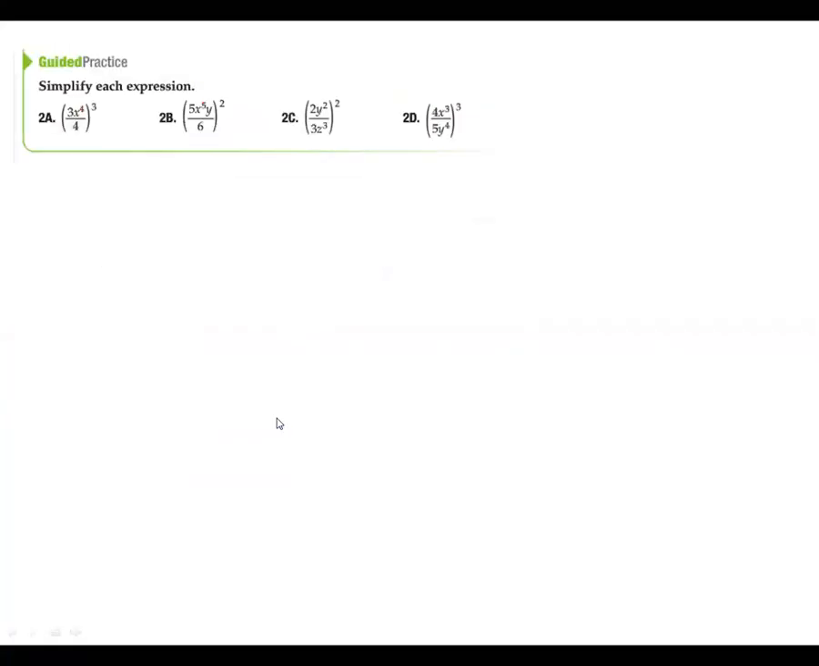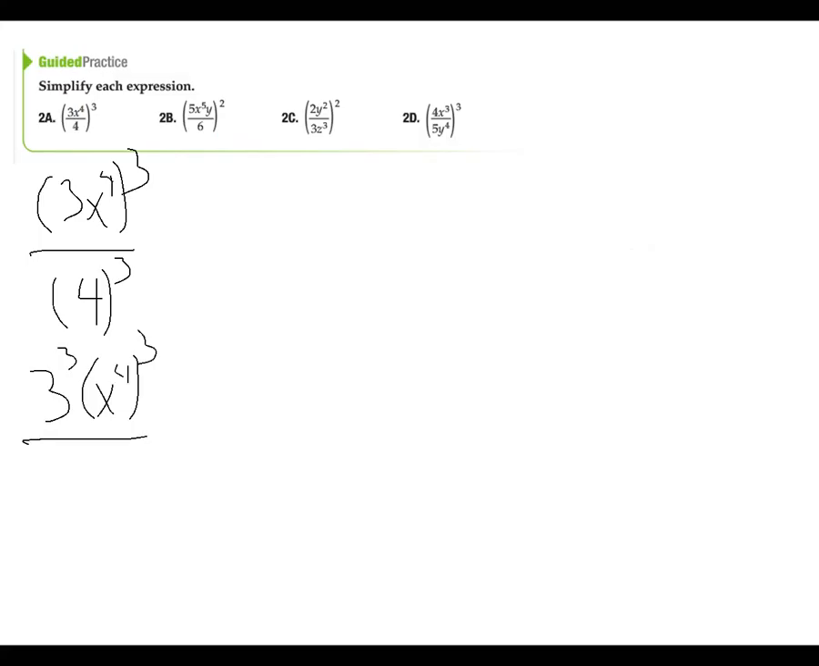All right, here's a couple for you to try. Go ahead and pause the video. All right, we're back. 2a, you would have 3x to the 4th cubed over 4 cubed, which would give you 3 cubed x to the 4th cubed over 4 cubed. So 3 cubed is 27. X to the 4th cubed is x to the 12th over 64.